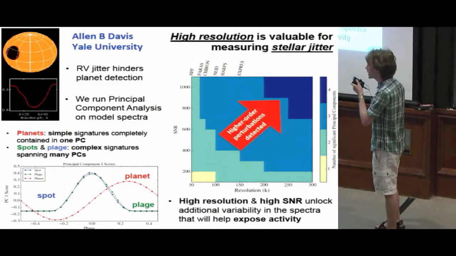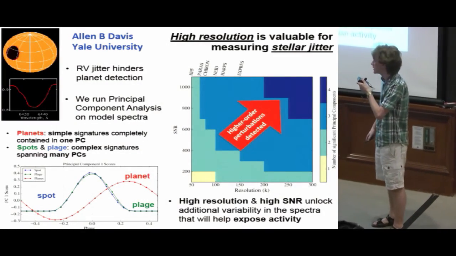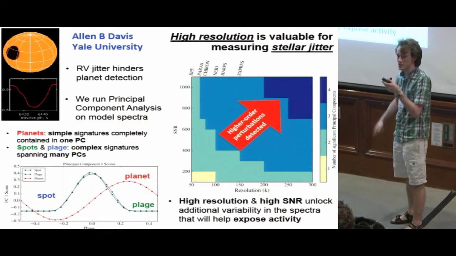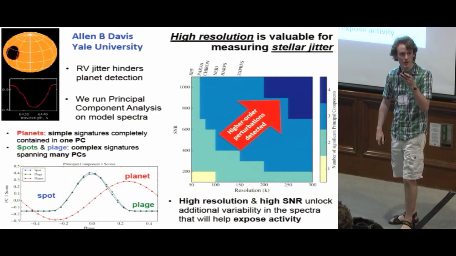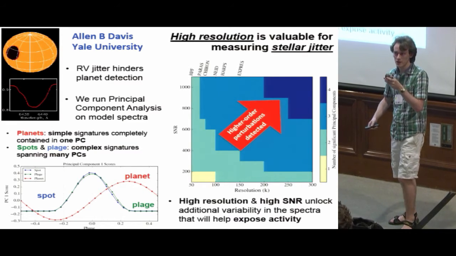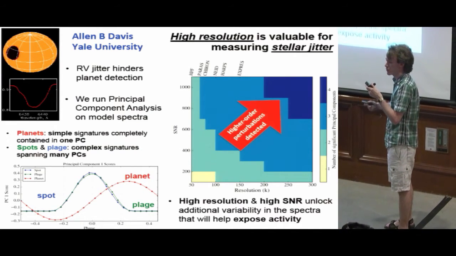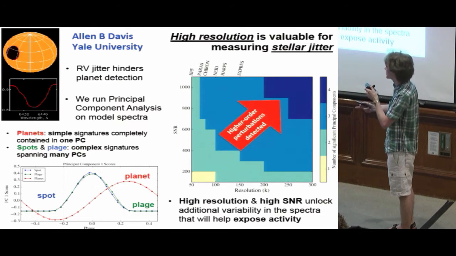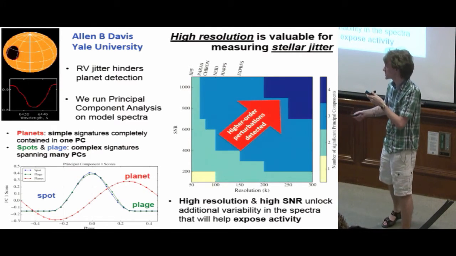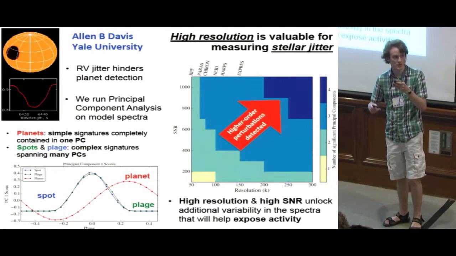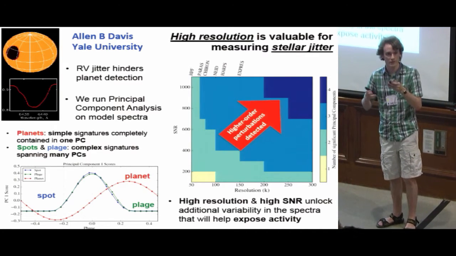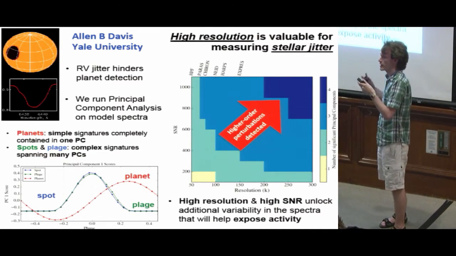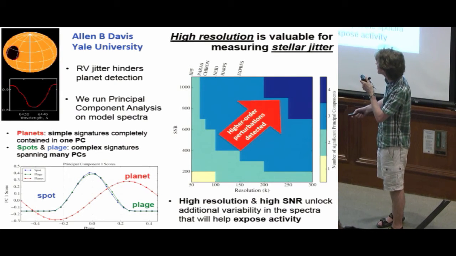I'm a graduate student at Yale, and my work has been on assessing the information content of spectra using PCA. Our main goal is to figure out how much stellar activity is affecting our ability to do radial velocity work. As most of you probably know, stellar activity, or RV jitter from spots and faculae and plage, can hinder our ability to find small planets.